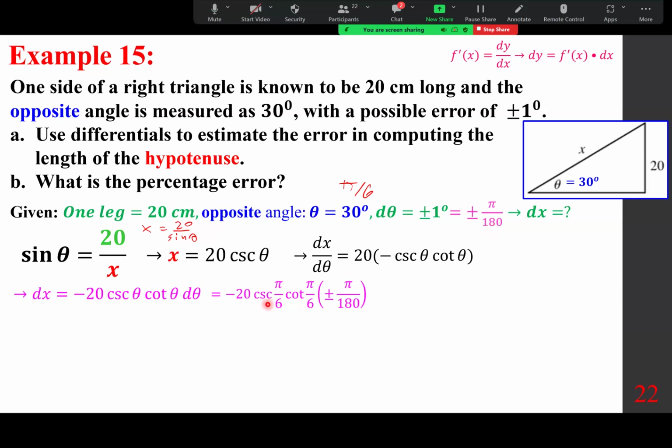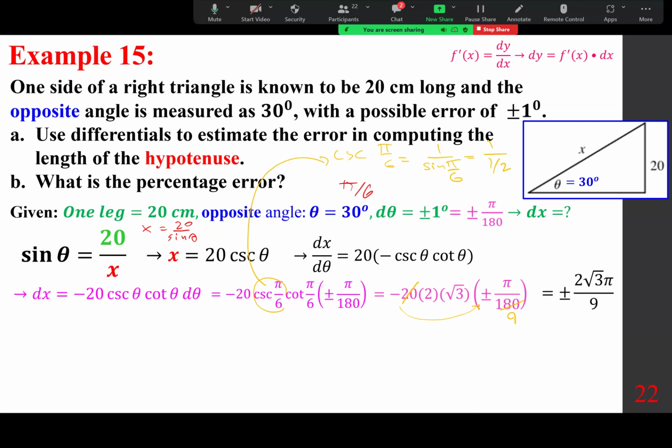Now, cosecant pi over 6 is 1 over sine pi over 6, 1 over 1/2 or 2. Cotangent pi over 6, we know it to be square root of 3. If we don't know, we just reciprocate the tangent. And when we put them all together, this cancels this one, gives you 9. And we get, by the way, minus times plus minus still minus plus, or plus minus makes no difference. One is positive, one is negative. So plus minus 2 square root of 3 pi over 9. And this is exact according to this calculation. So we keep it that way. You don't have to change the pi.